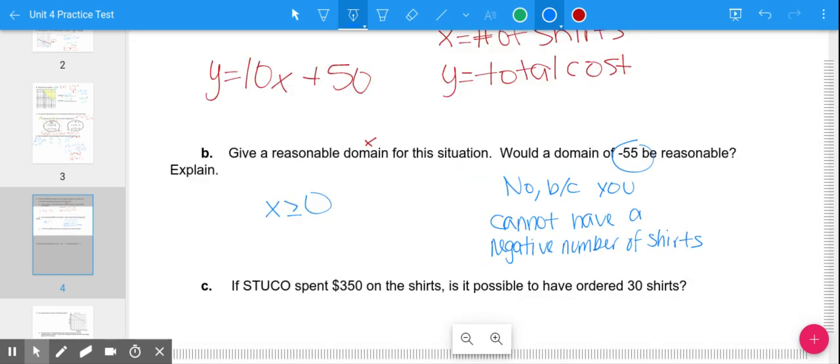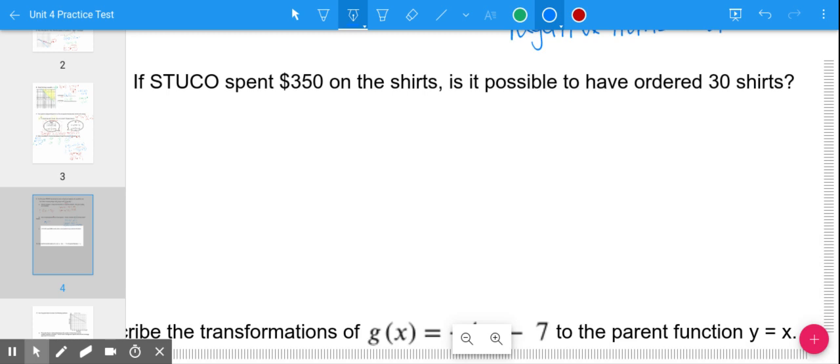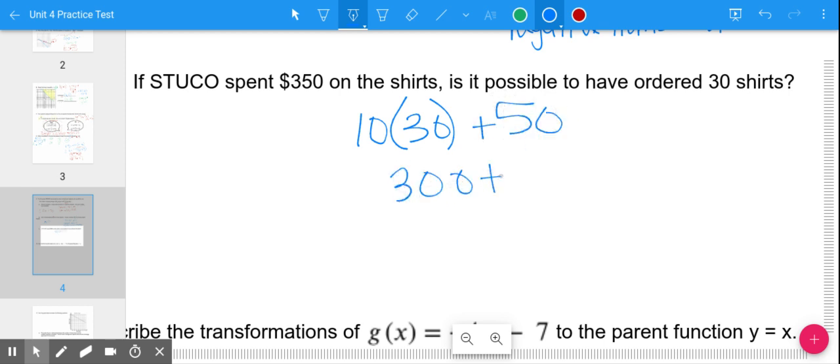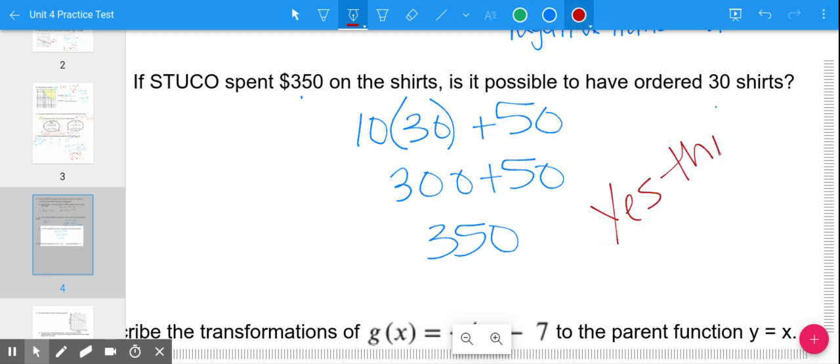Okay, next problem. If Stuco spends $350 on shirts, is it possible to have ordered 30 shirts? So there's two different ways you can do this. You can plug in 350 for y and solve for x, or you can plug in 30 for x and solve for y. I'm going to plug in 30 for x. So I'm going to have 10 times 30 plus the 50. So 10 times 30 is 300 plus 50. This gives me 350. So if they order 30 shirts, are they going to be spending 350? Yes. So you can write yes, this is possible.